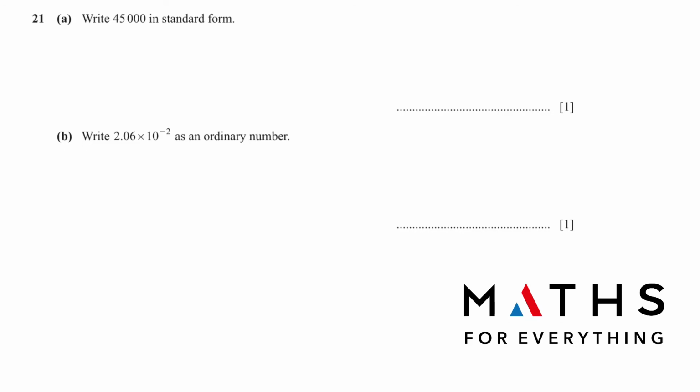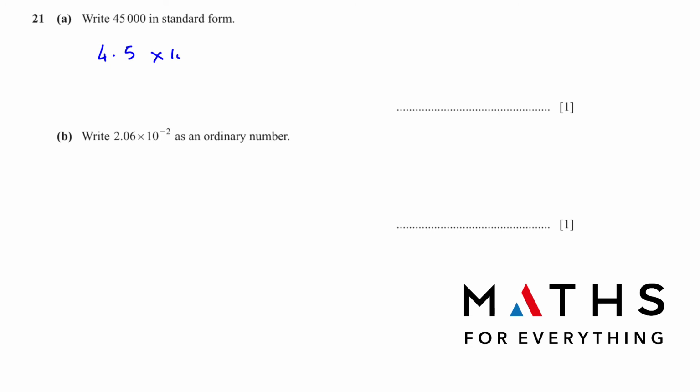Question number 21a. Write 45,000 in standard form. To write in standard form, we take the first digit and after that place a decimal. After that, whatever digits are there, we write it. But remember that if your last digits are 0, we don't write them, okay? So we only write 4.5.